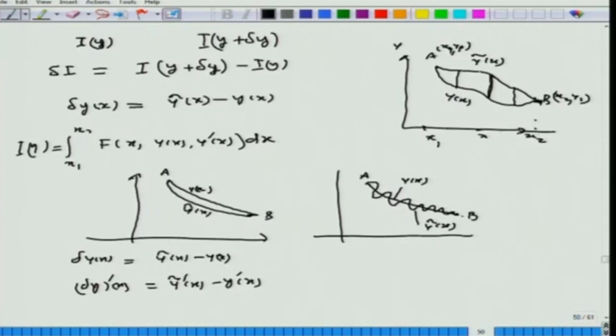And then here we want to see what is I of y plus delta y. Here y will be replaced by y plus delta y, and y prime will be replaced by y prime plus delta y prime, that will also come into the picture. If we define delta y like this, y tilde x minus y x, clearly then delta y prime is y tilde prime x minus y prime x, and you can clearly see that this is the same thing as delta y prime x. So, the variation of the derivative is in this case the derivative of the variation.